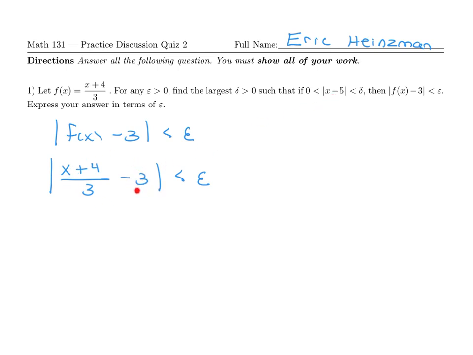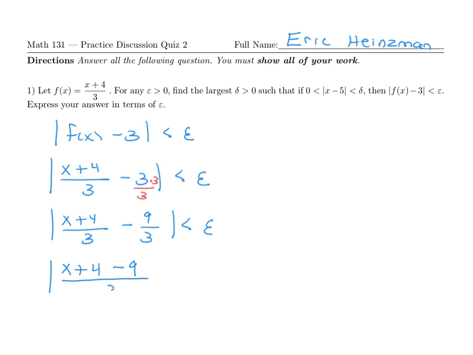I think we should try to get a common denominator of 3. So just over here I'll put, well, I'm going to multiply by 3 over 3. And in doing so, we get (x plus 4) over 3 minus 9 over 3 is less than epsilon. All of these statements are equivalent. We now have a common denominator. So this is x plus 4 minus 9, all divided by 3.